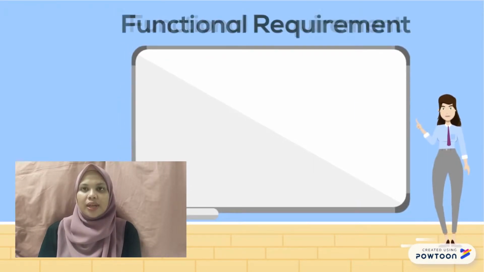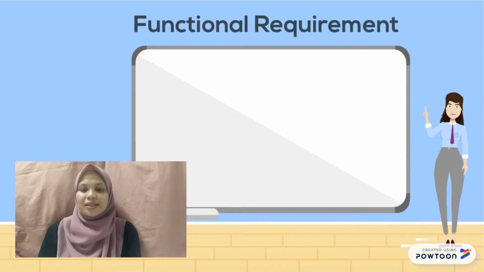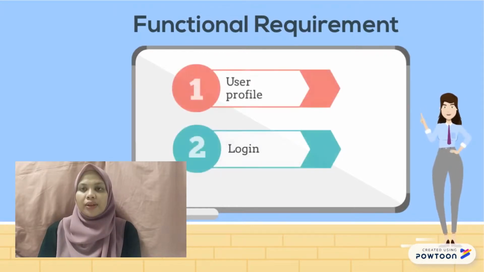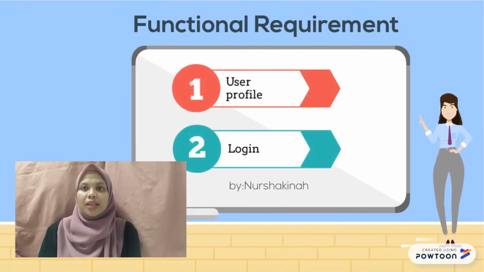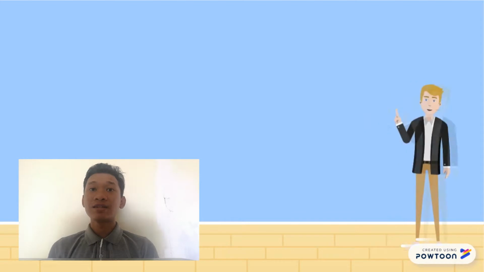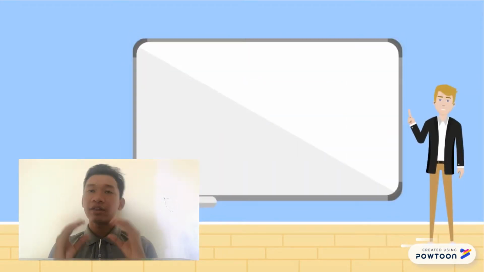Next, the other two functional requirements are user profile and login. For user profile, user will have access to edit their profile by entering the username and password. For login, it requires the user to log into the account. In case the user forgot their password, the system provides a link to reset the password, sent only to the user's email. The sixth functional requirement is categories.